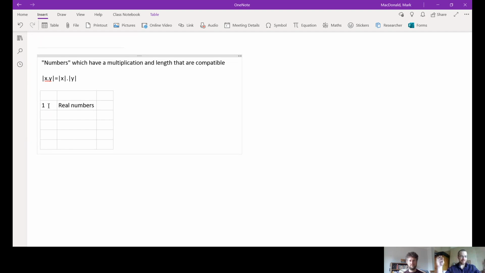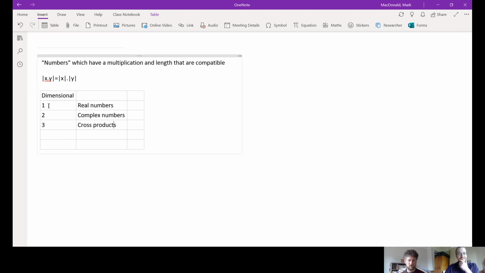Real numbers are one-dimensional. Now I'm going to put the number 2 in there. What is two-dimensional and has a multiplication and length which are compatible? Hopefully you thought of complex numbers, which you think of as a plane. Then for 3 dimensions: is there a 3-dimensional multiplication? You take 2 vectors in 3 dimensions and multiply them together to get a third one, in a way that's compatible with length. The first thing you might think of is cross products.